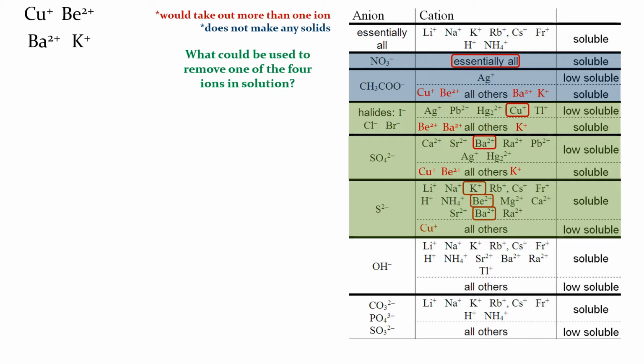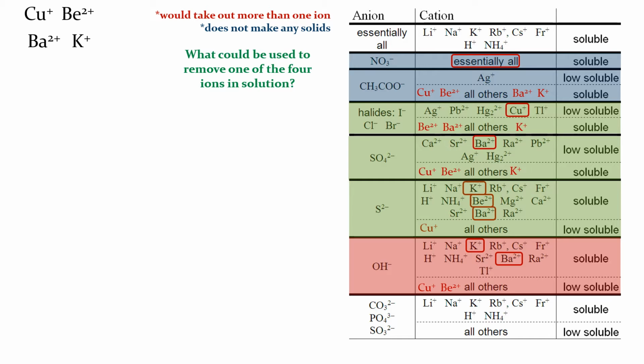Now if we looked at hydroxide, if we use hydroxide in our first step, well, Cu plus is in the all others category, so it would form a solid with copper 1. It would also form a solid with Be2 plus. It would not form a solid with barium ion or potassium ion. So if we used hydroxide in our first step, we would get the entire question wrong because that would form two solids. And again, we're only allowed to form one solid at a time.